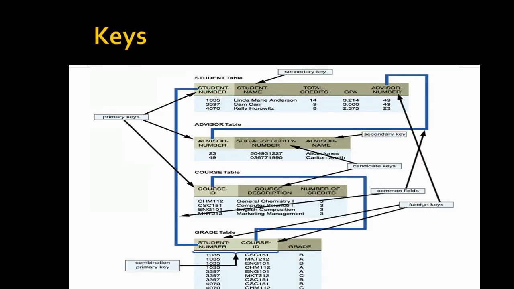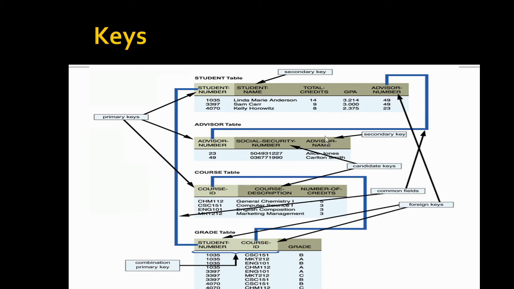So here's an example. So let's take a look at the first table. We have the student table, composed of the following fields. So student number is unique, so therefore it is our primary key. Student name is not unique, but we can use this also to retrieve the records of the student, so we call that our secondary key. And then we have here the advisor number. Later on, we'll go back to that.